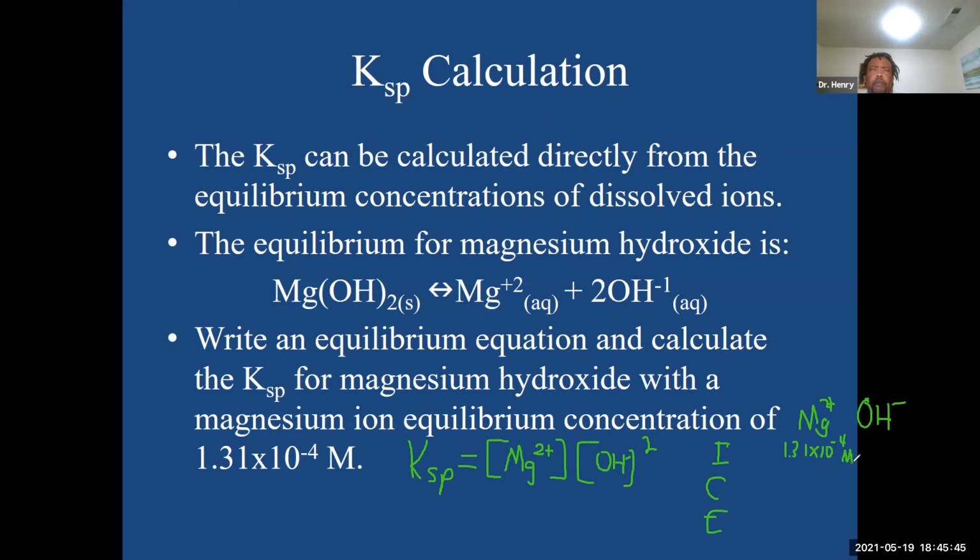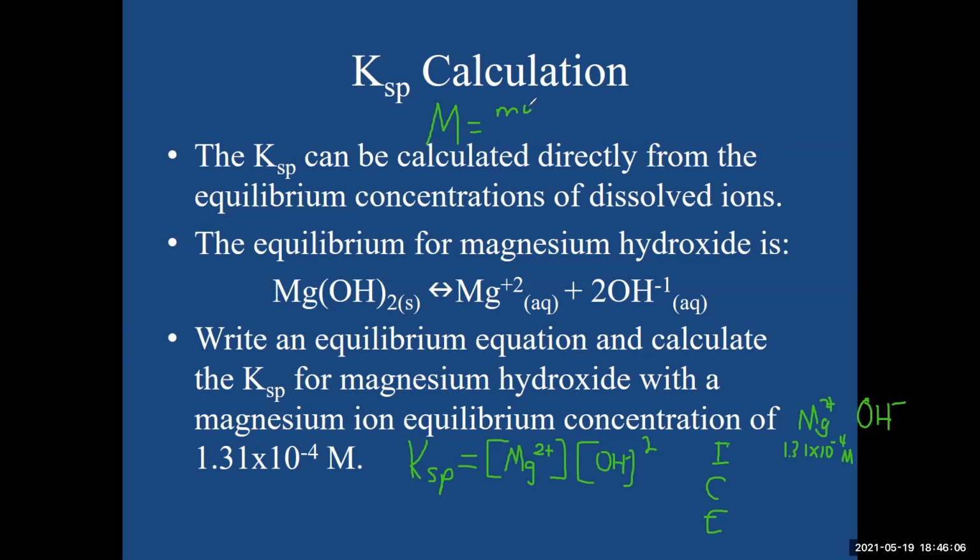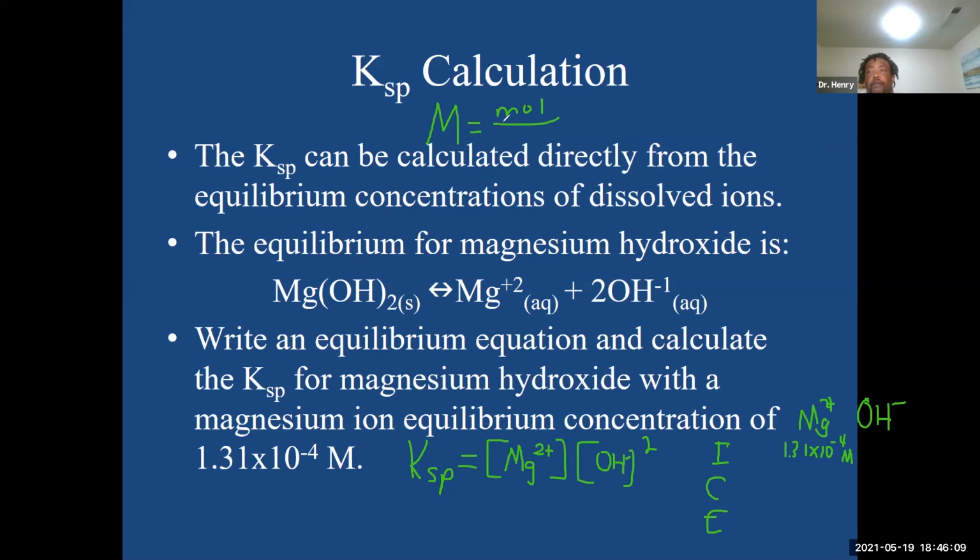Now, you guys remember what molar means? What are the units for molar? Molarity. That M, when I say 1.31 times 10 to the minus 4 molar, what does that mean? What are the units? Moles over liters. It's moles over liters, right? So in other words, we're saying that we have moles over liters of solution. So this is solution, which is everything, but we have moles of our solute. So in this case, it will be moles of our magnesium ion.